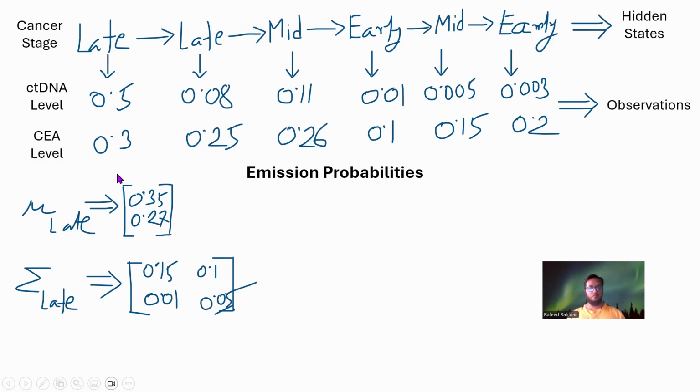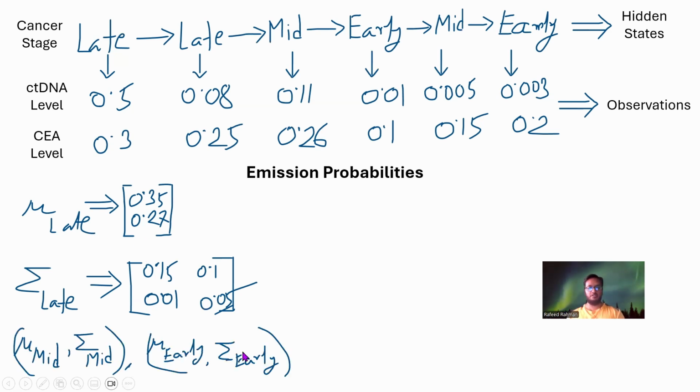But if we had 3 or 4 variables, we would have a 3 by 3 or 4 by 4 size covariance matrix. For those of you who don't know about covariance matrix, feel free to check out some resources because it is a quite common concept and you should get many resources. So this is for late stage. We have to do the same thing for mid stage and for the early stage.